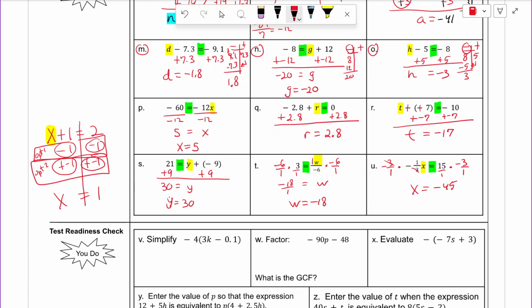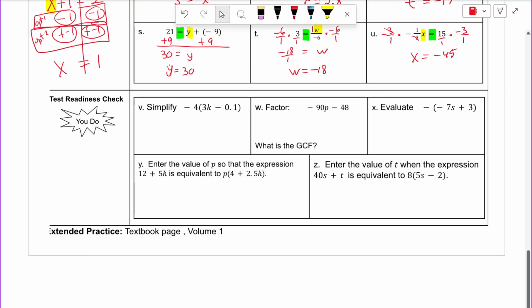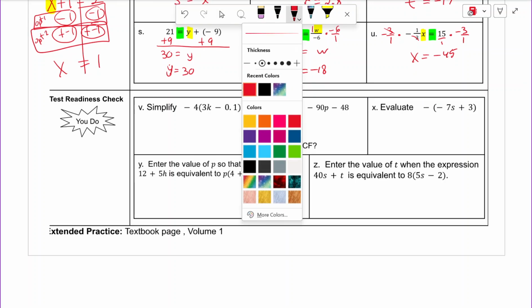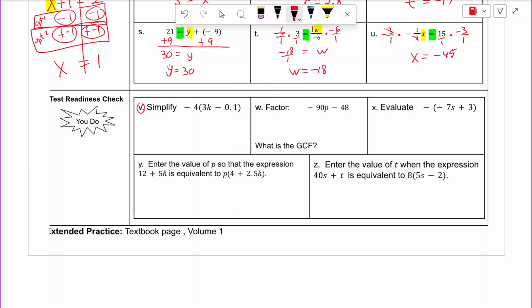All right, so now we're down to the test readiness section. So some of these are review. So if you don't feel confident, you could go back and look in your notes. So V, right here, that's back in the expression days when we were doing something that's called simplifying, and there was something going on here with, I won't give it away. Factoring was a few lessons ago. To evaluate, that was another couple lessons ago. And on this factor one, there's also an additional question here. After you factor it, you want to give what the GCF is.